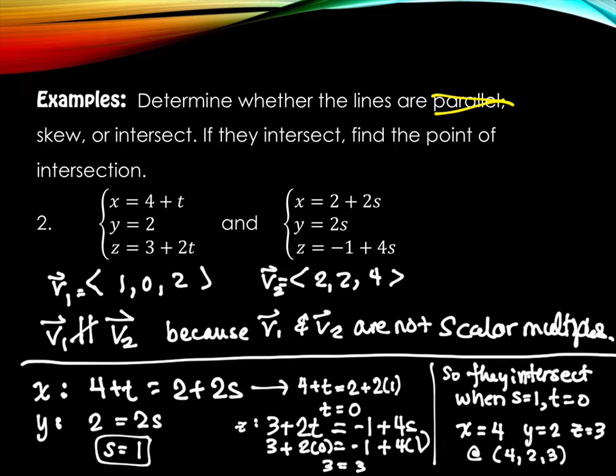And just like Adrian pointed out, and we were about to get to too, if we had not found this, at this step right here, if when I did z, I used the s and the t that I had found, and I put them in, and the two sides weren't equal for z, then these lines would be skew. Okay? Because the x's and the y's were already coordinating, but the z didn't coordinate with them.